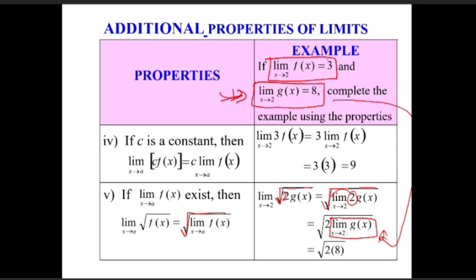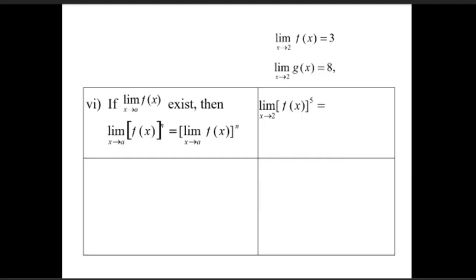That's why it's 8 times 2. So the square root of 16 is 4. Next example, the other property is if this is a function f(x) to the power of n, it's also equal to the limit to the power of n.